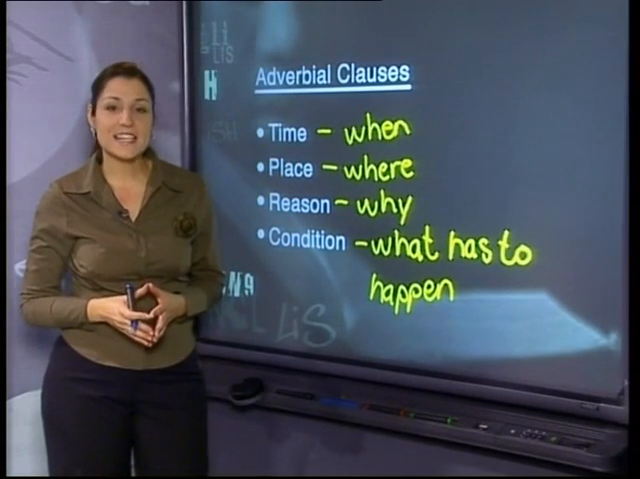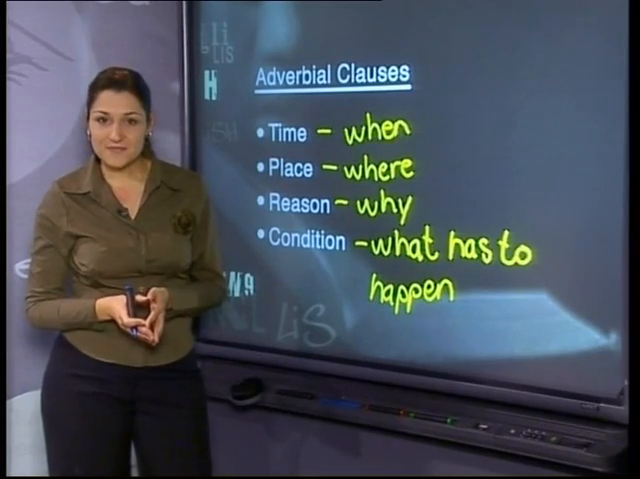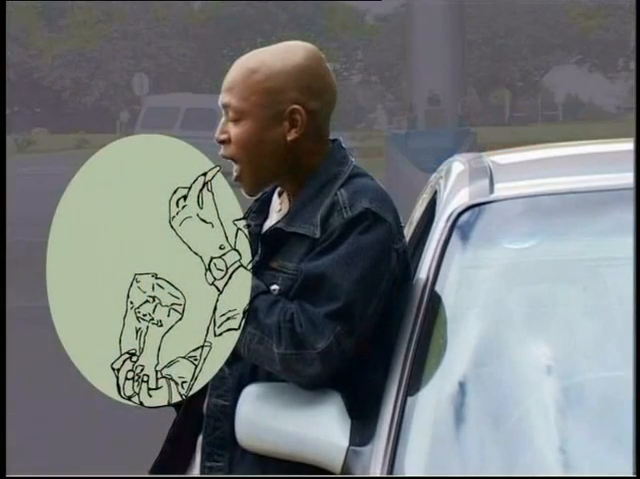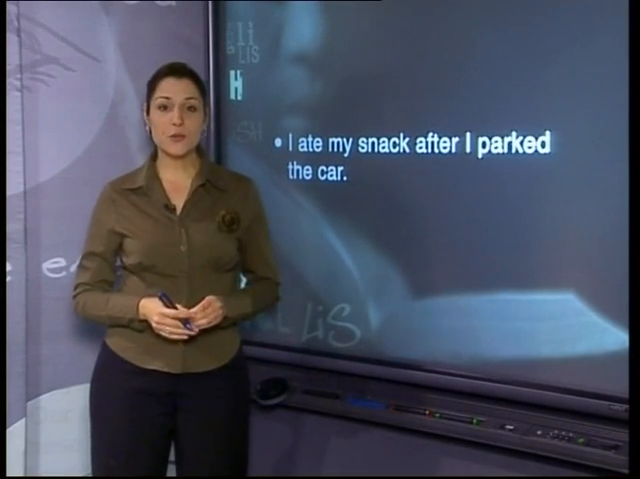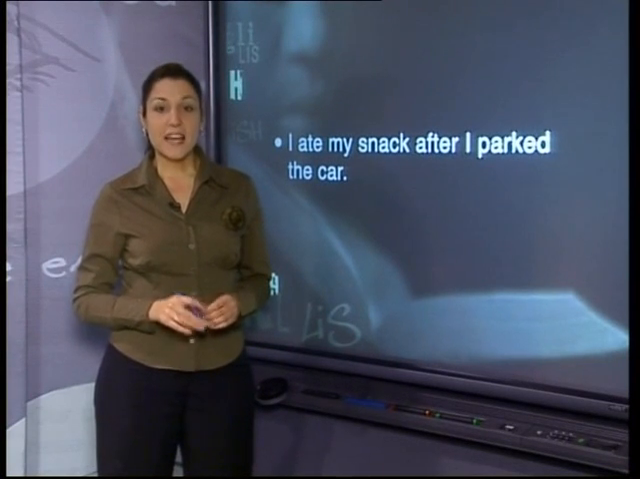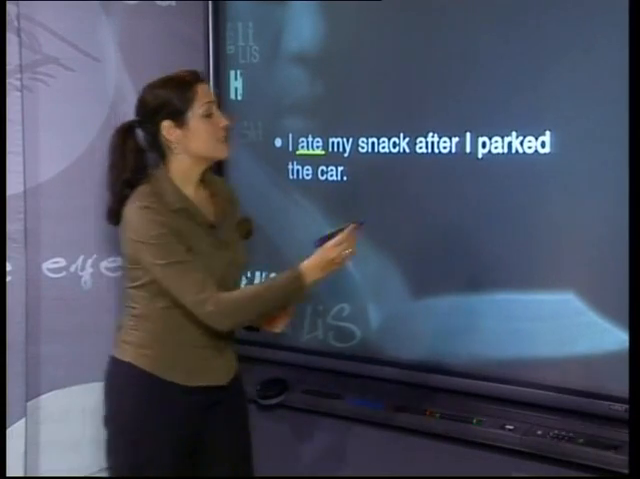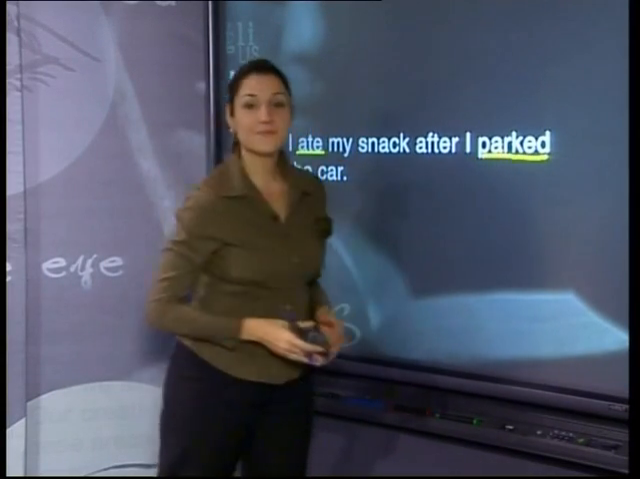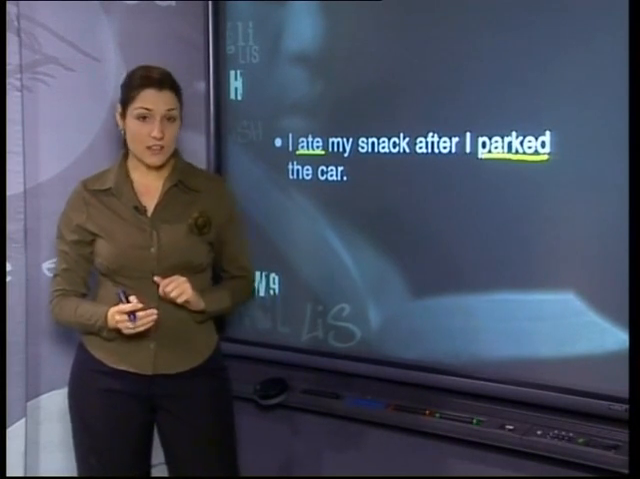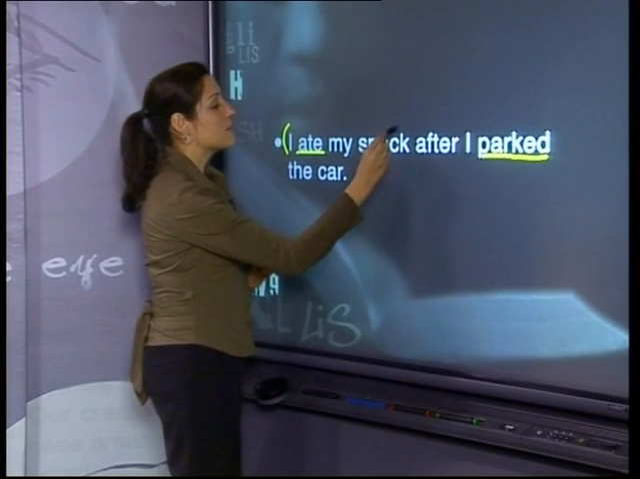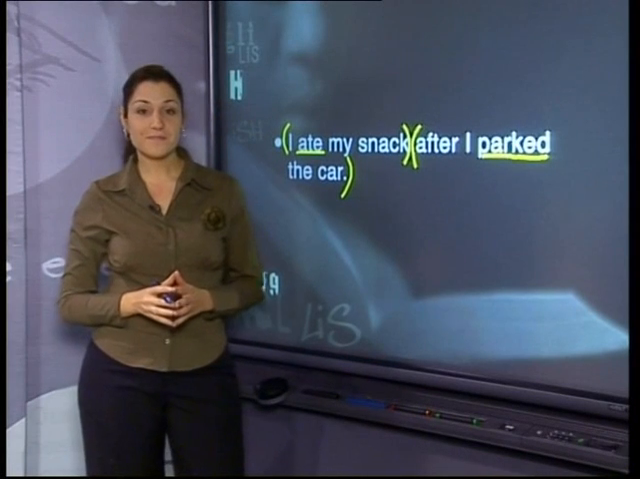Before the action can take place. Let's get some practice now. Here is a sentence. I ate my snack after I parked the car. As always, we first need to find the main clause and the subordinate clauses. Let's underline the verbs. I ate and I parked. With 2 finite verbs, there must be 2 clauses. These are I ate my snack and after I parked the car.